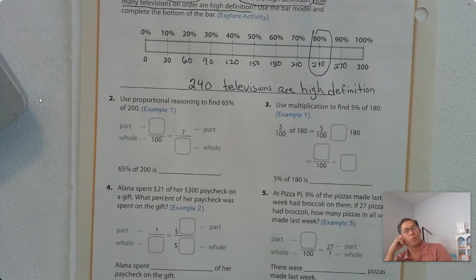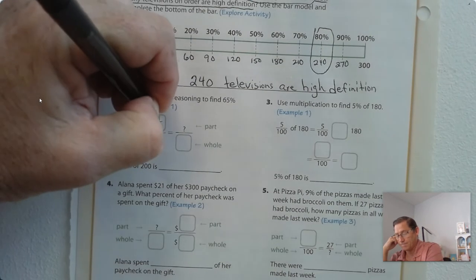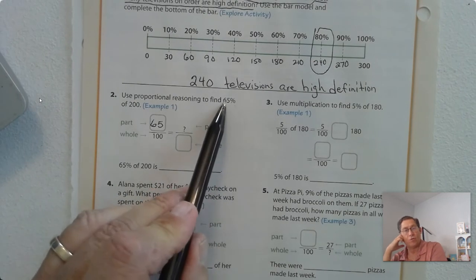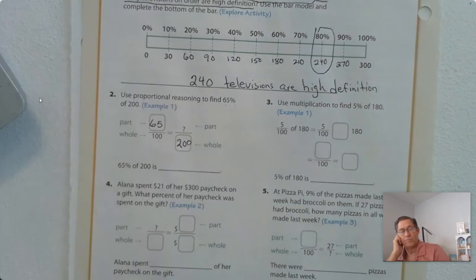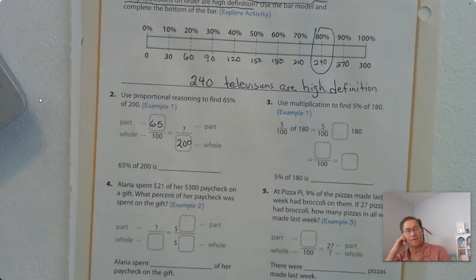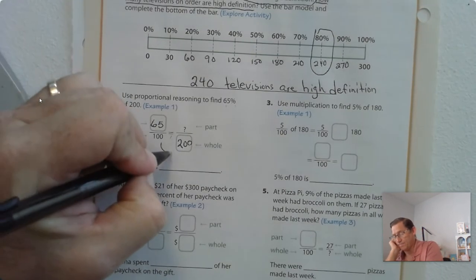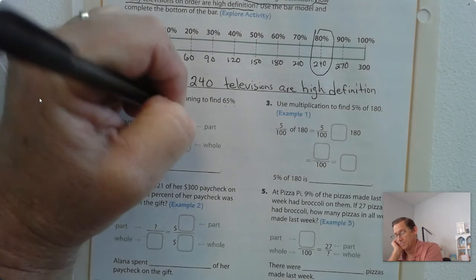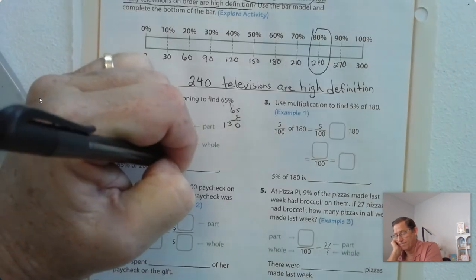All right. Use proportional reasoning to find 65% of 200. So we know the part is 65. It says 65%. So 65 over 100 of 200. So they give us a total amount of 200. We've got to find the part. Okay, so how did they go from 100 to 200? Multiplying by 2. So multiply 65 by 2. And if you double 65, you get 130.